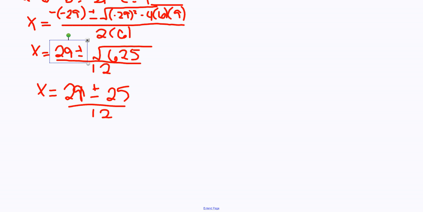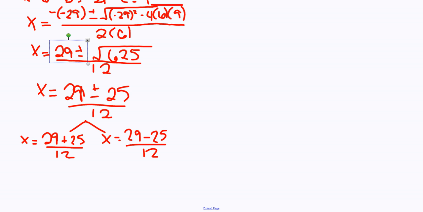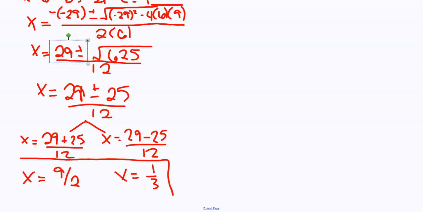All over 12. And now, because these two terms happen to be like terms, I do need to split up and figure out what my two solutions are. So two solutions, because we have that plus or minus, so I have 29 plus 25 over 12, and 29 minus 25 over 12. So simplifying this, 29 plus 25 over 12 is going to be 54 over 12, which reduces to 9/2. And 29 minus 25 over 12 is 4/12, which reduces to 1/3. So here are my two solutions, 9/2 and 1/3.